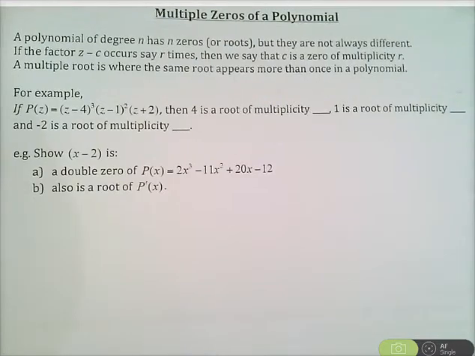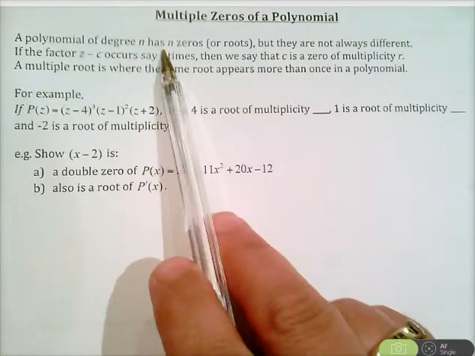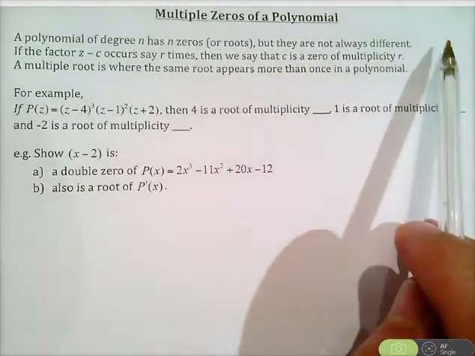Okay, this is page 9 of the Polynomials booklet. Now we're looking at multiple zeros of a polynomial. Now, a polynomial of degree n, we know, has n zeros or roots, but those roots are not always different.